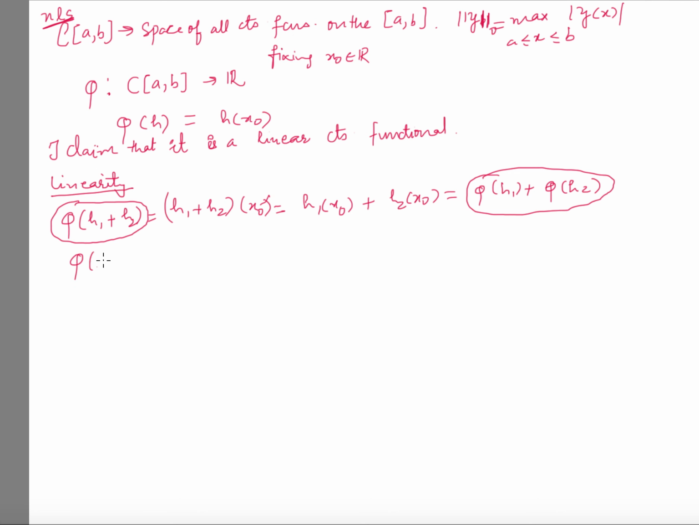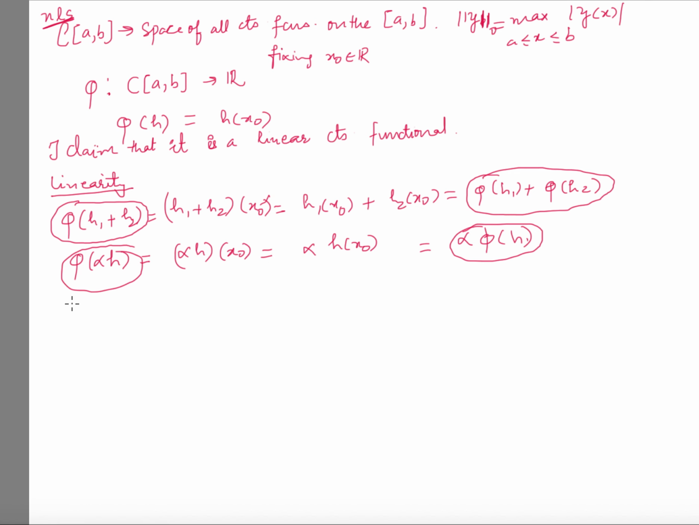Second is phi of alpha h. That will be alpha h computed at x naught, which is alpha times h of x naught. This is alpha times phi of h. So I got that phi of alpha h is actually alpha times phi of h. This is the second condition of linearity. So this functional is linear.